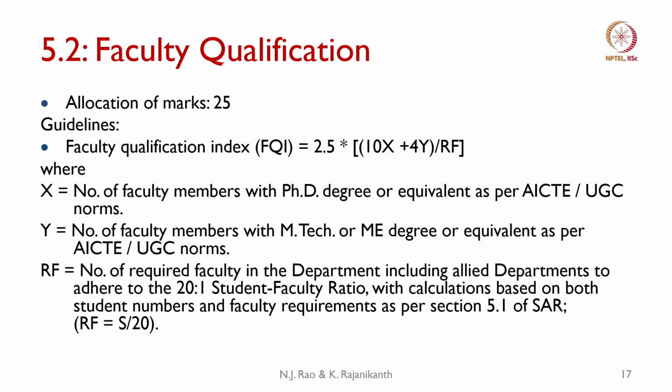And X is the number of faculty members with PhD degree or equivalent as per AICTE UGC norms, and Y is the number of faculty with MTech or ME degree or equivalent as per AICTE UGC norms. So PhD, then ME, MTech. So 10 into number of people with PhD plus 4 into number of people with ME, MTech. So 10x plus 4y divided by required faculty and scaled by 2.5. So that becomes the faculty qualification marks.